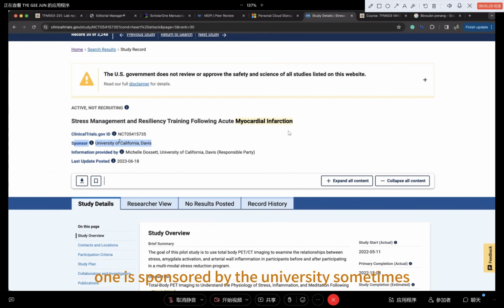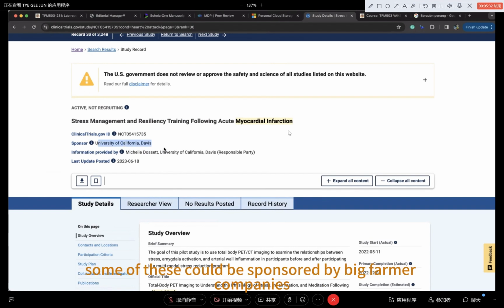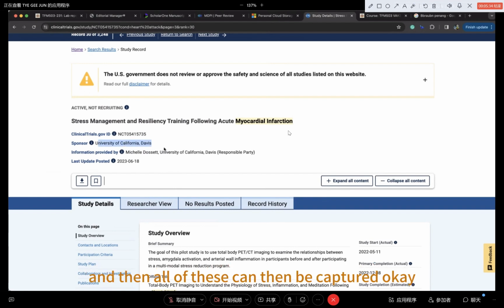Like this one is sponsored by the university. Sometimes some of these could be sponsored by big pharma companies, and then all of this can then be captured. Okay, so then the person who provides the information is this person, Michelle Dorset. Okay, so he's the responsible party, most likely the principal investigator.